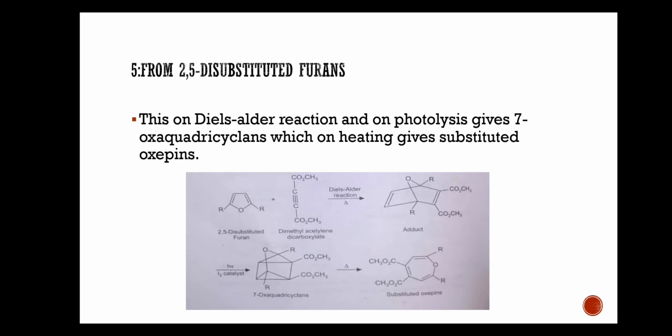Then another method is from 2,5-disubstituted furans. 2,5-disubstituted furans on Diels-Alder reaction with dimethyl acetylenedicarboxylate give an adduct, which on photolysis yields 7-oxaquadricyclanes, and then on heating are converted into substituted oxepines. So first the furan is reacted with dimethyl acetylenedicarboxylate, which is a Diels-Alder reaction, forming an adduct, which then undergoes photolysis in the presence of an iodine catalyst, forming 7-oxaquadricyclanes, and then on heating gives the substituted oxepines.